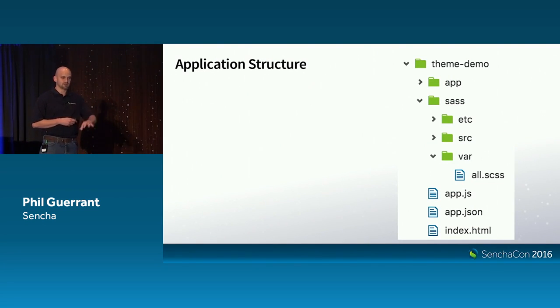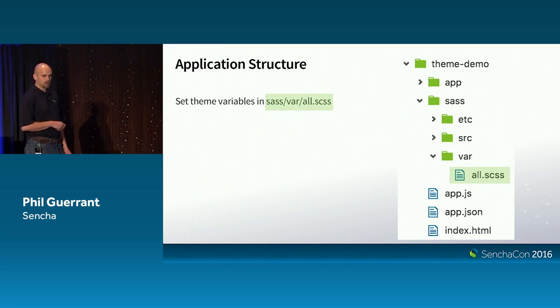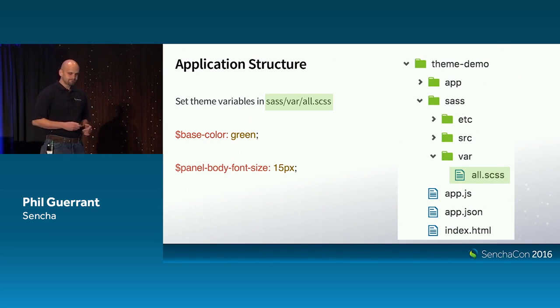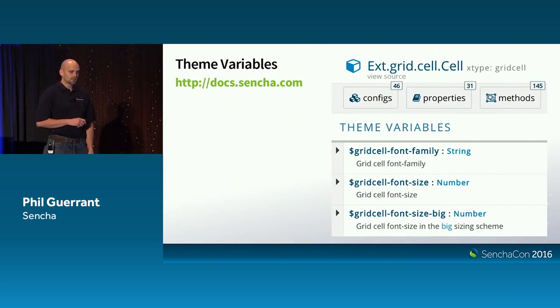And the first place you want to visit here is the var all.scss file. That's a great place to get started and just start setting the variables that the theme provides for you. And these are things like base color, most obviously, or variables that pertain to individual components. You can break these up further. We'll go into that later. But this is the best place to get started. You can find all the variables in the theme documentation. If you just pull up the class docs, scroll down to the very bottom, there's a section with all the theme variables listed.